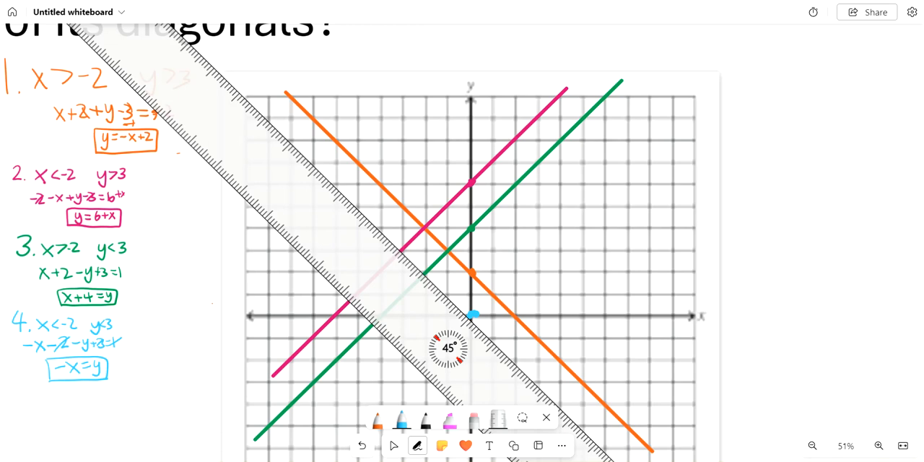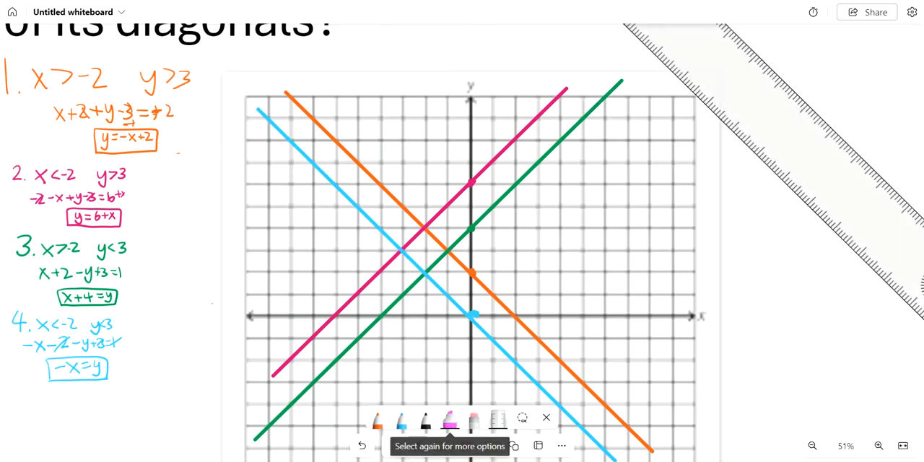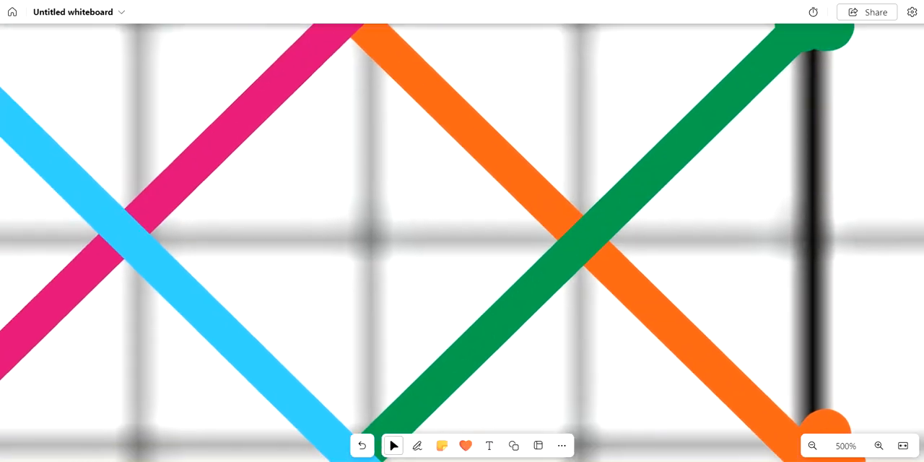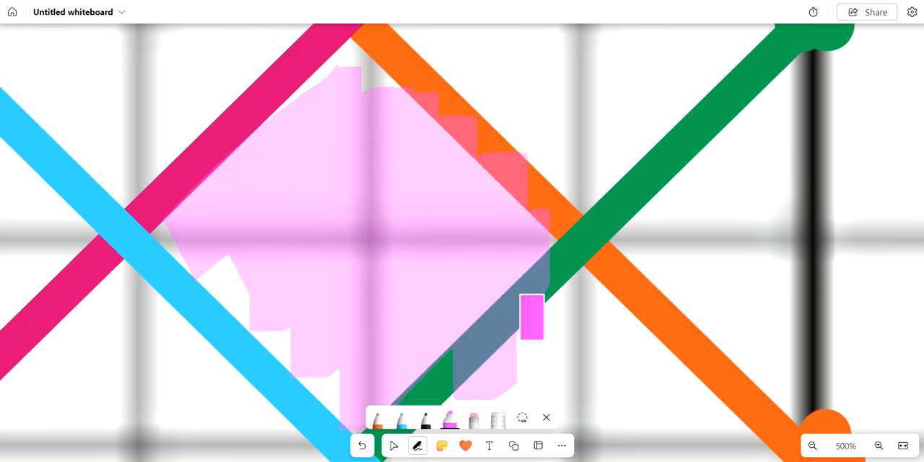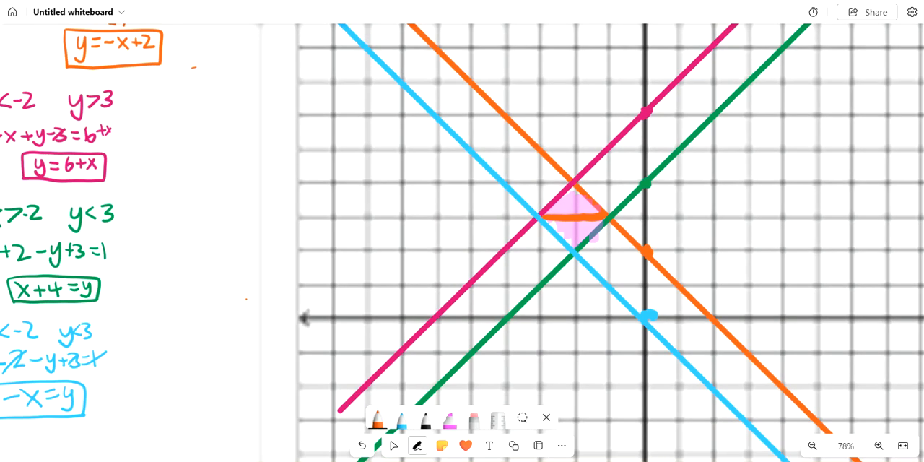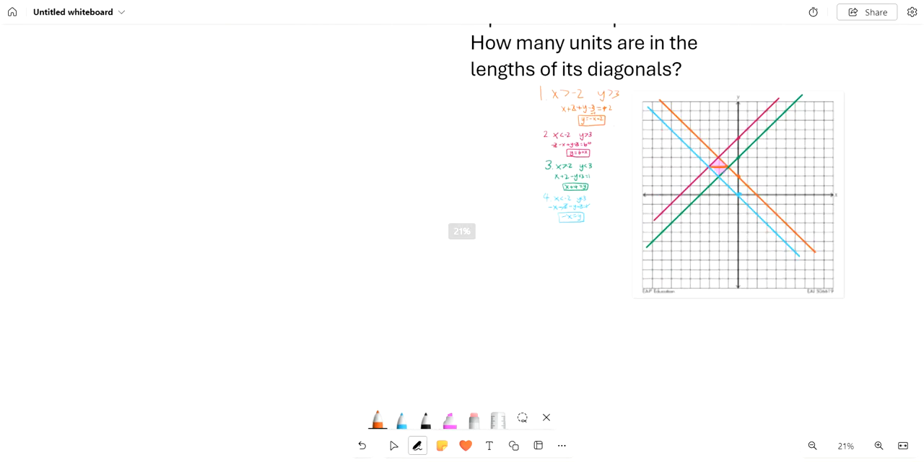It goes downward like that. So we can see that there's a square made in the middle here, like right along here, if you can see here. And we can see that its diagonal is just over here in this line, and that's just going to be equal to 2. So the answer is just 2.